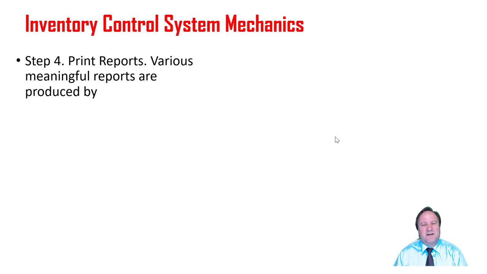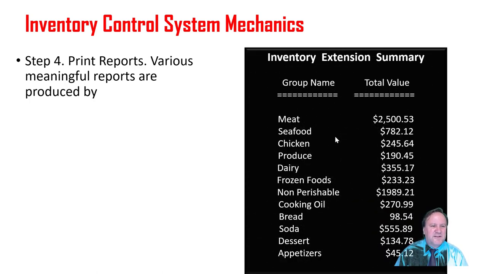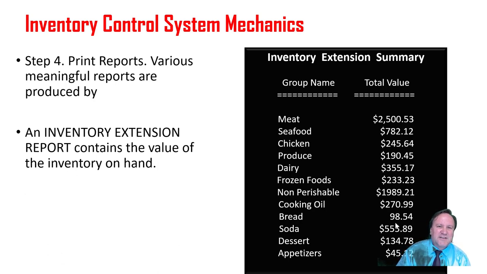And now, in this fourth step, we print the reports. There are various meaningful reports like this one. Inventory extension summary. I know exactly how much inventory I have left over, so I can know the quantity. I can also know the value of that based on how much I purchased with price. So the inventory extension report contains the value of inventory on hand. And again, this report is produced at the end of inventory extension, meaning that physically you go and count how much meat, seafood, chicken, produce, dairy you have left, and you compare that with what you have bought from the beginning of the month, the purchases minus what you have left.